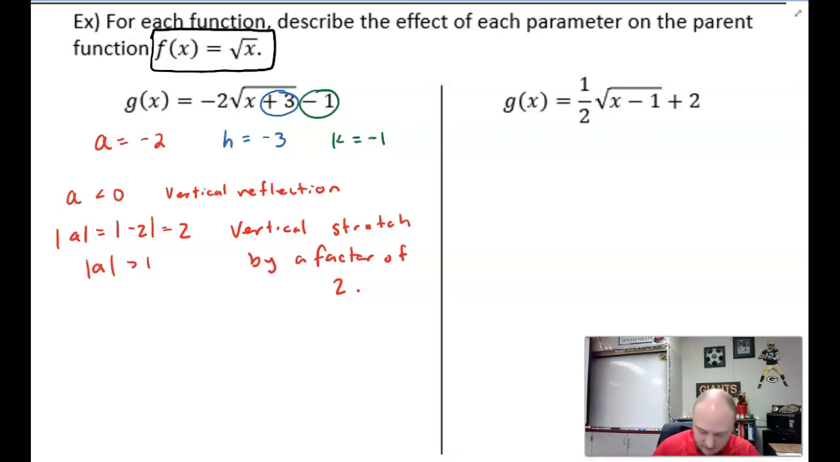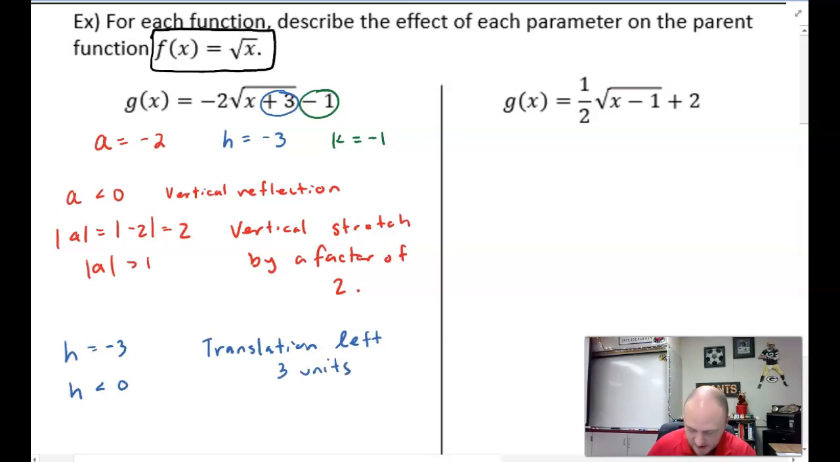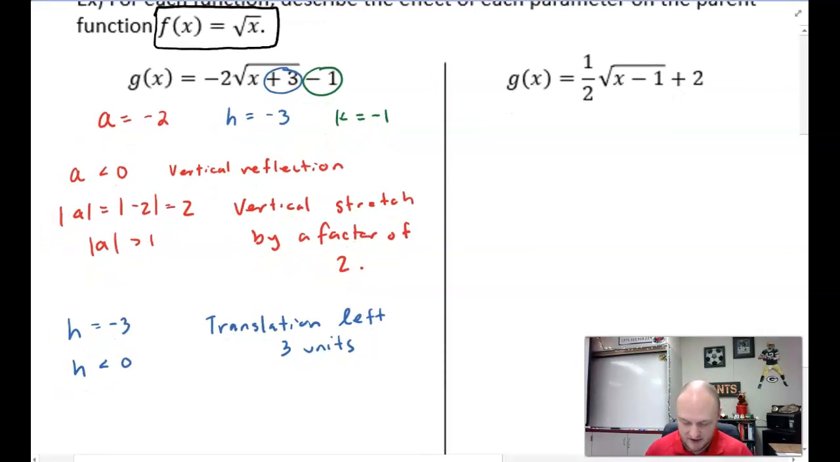The h value. So our h value is -3. Well, since h is -3, and that is less than 0, we're going to the left. So translation left 3 units. And again, I don't say the negative, it's going left -3 units. The direction tells you its value is negative. Left indicates negative.